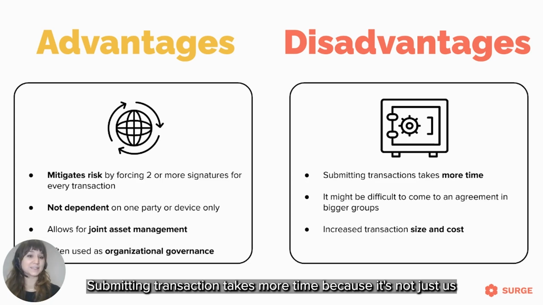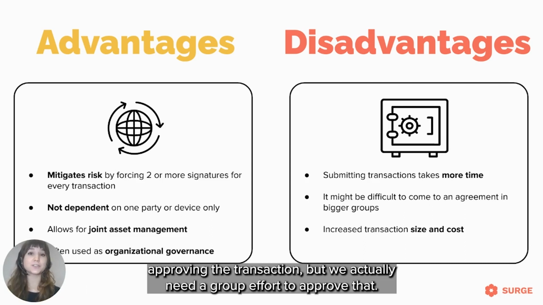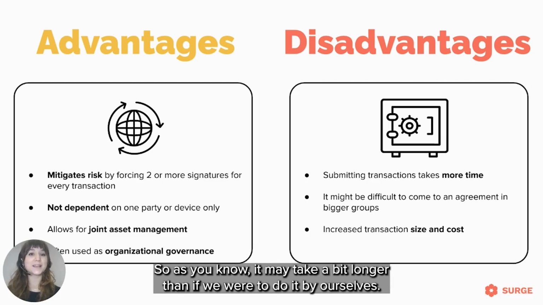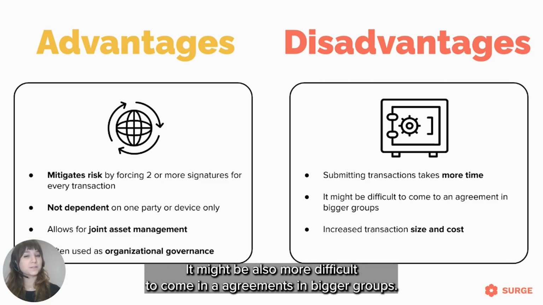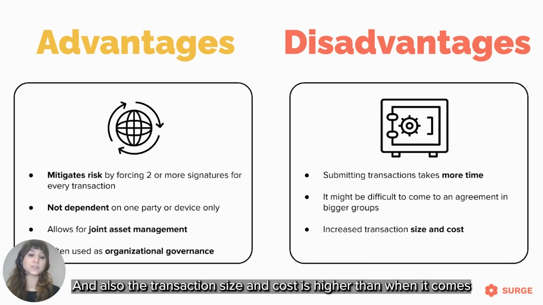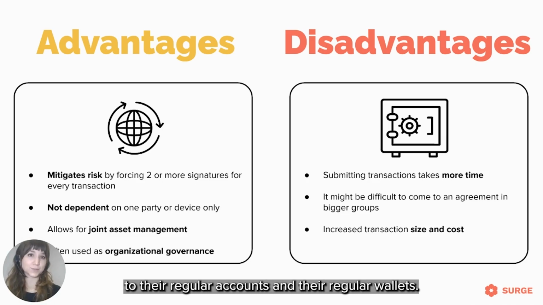Submitting a transaction takes more time because it's not just us approving the transaction, but we actually need a group effort to approve that. So as you know, it may take a bit longer than if we were to do it by ourselves. It might also be more difficult to come to an agreement in bigger groups. And also the transaction size and cost is higher than when it comes to the regular accounts and the regular wallets. In the next video, we will talk about signing a transaction and what it actually means.